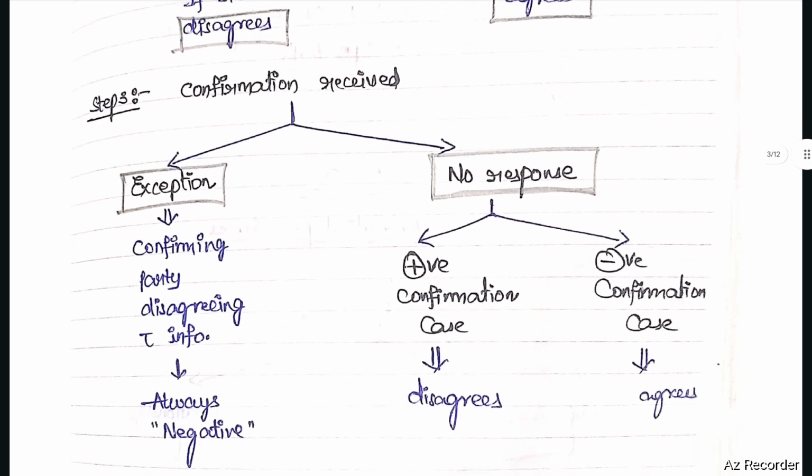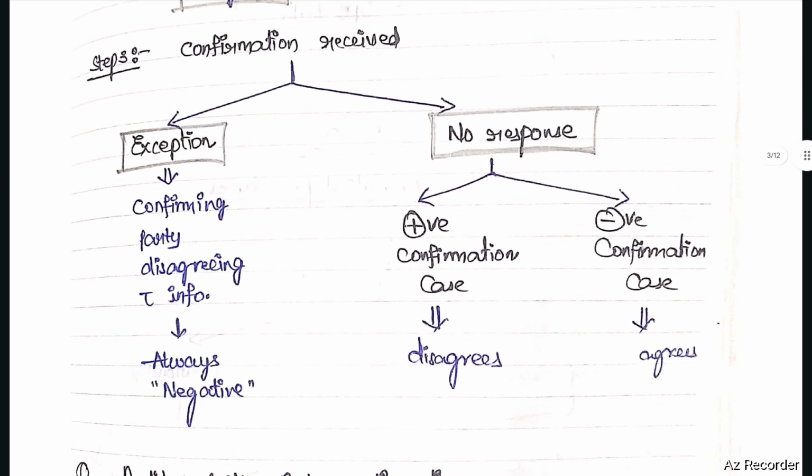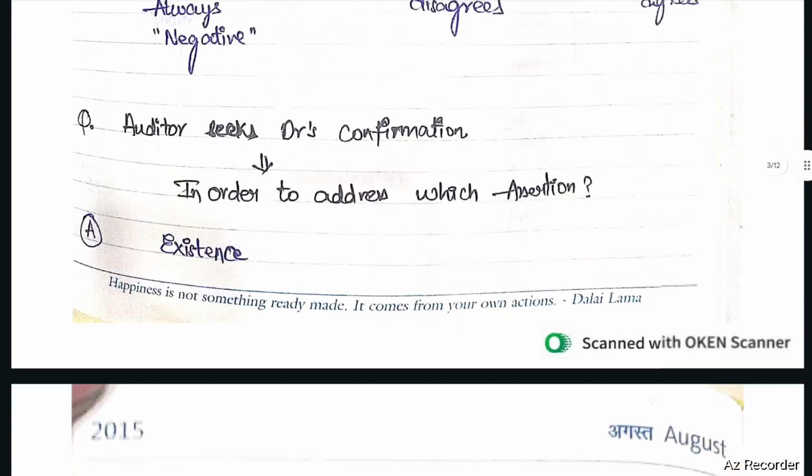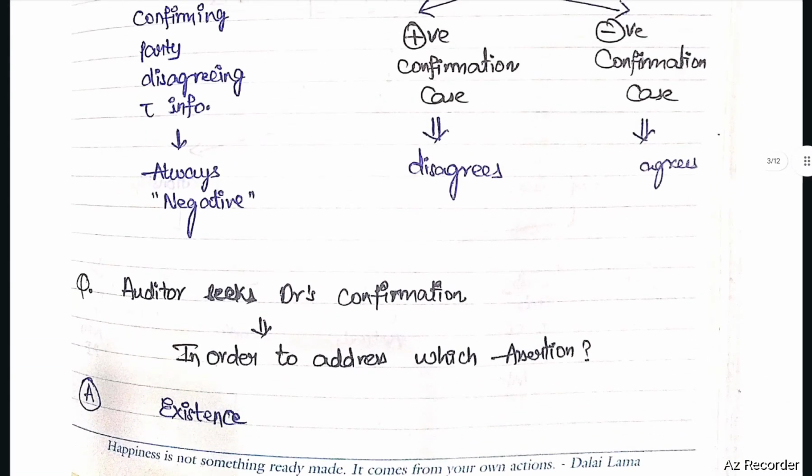Step number 3, confirmation received. If there is an exception, the confirming party disagreeing with the information, it is always negative. If there is no response, in case of positive confirmation, no response means silent means disagreement. In case of negative confirmation, silent means agreement. That means the party agrees to the matter.